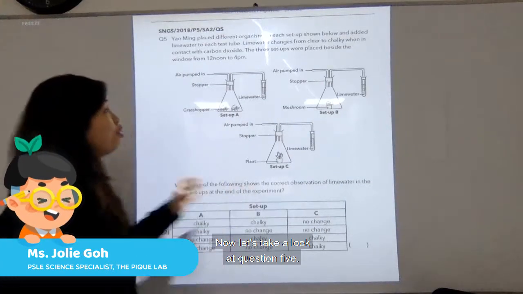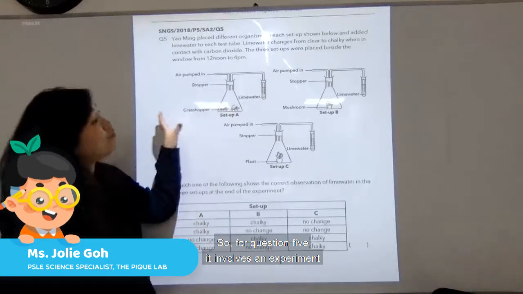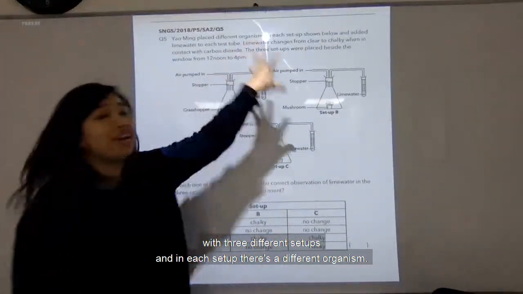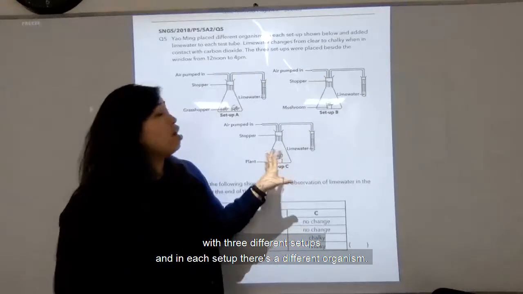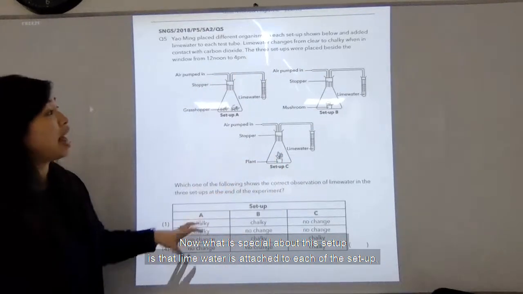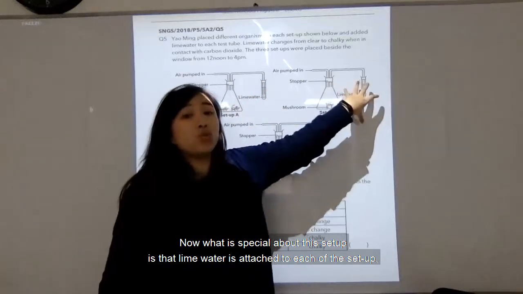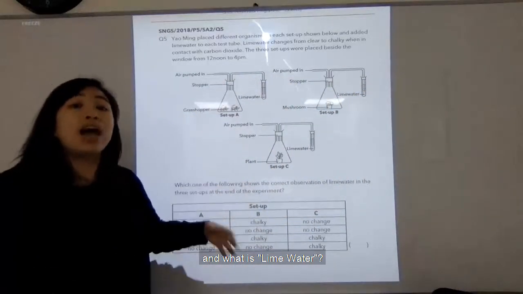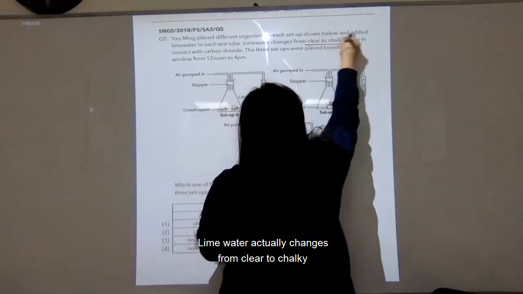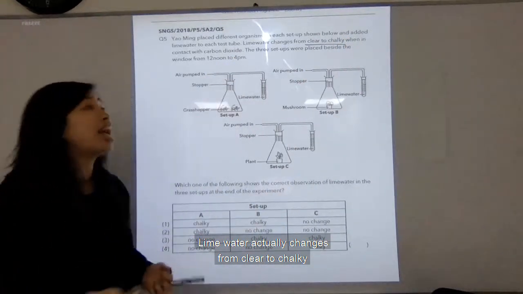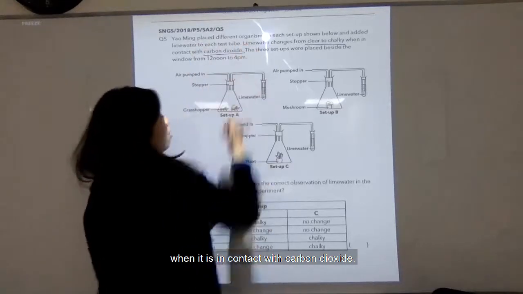Now let's take a look at question 5. So for question 5, it involves an experiment with 3 different setups, and in each setup there is a different organism. Now what is special about this setup is that lime water is attached to each of the setup. And what is lime water? Lime water actually changes from clear to chalky when it is in contact with carbon dioxide.